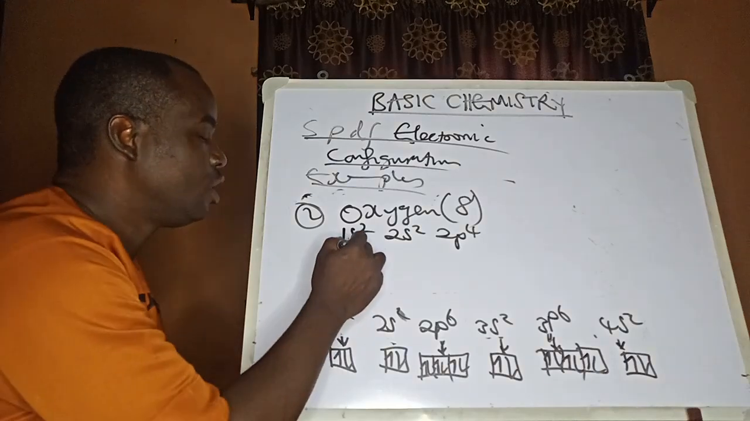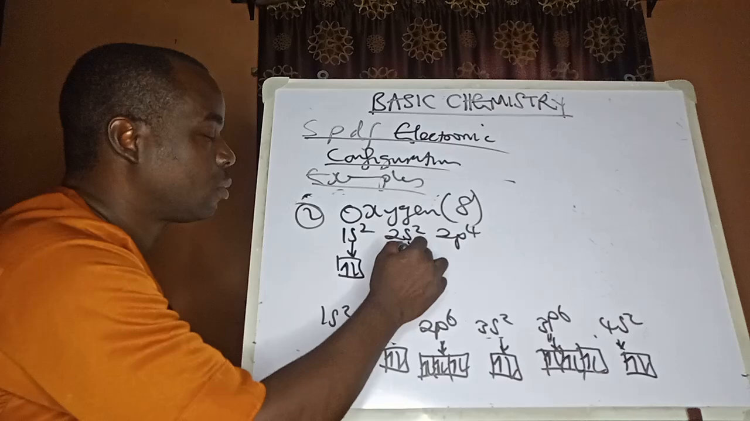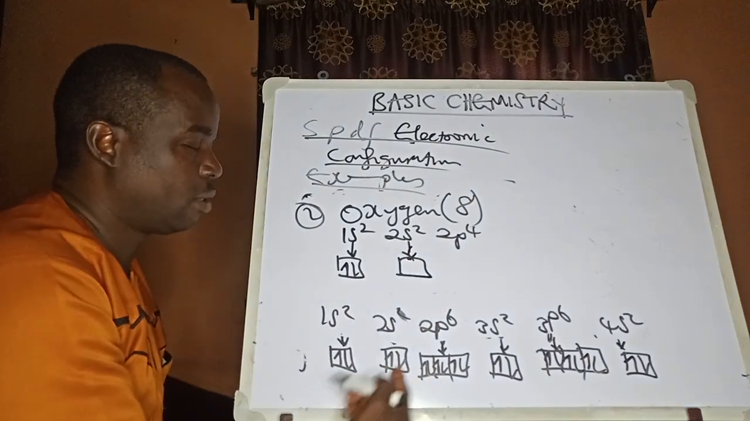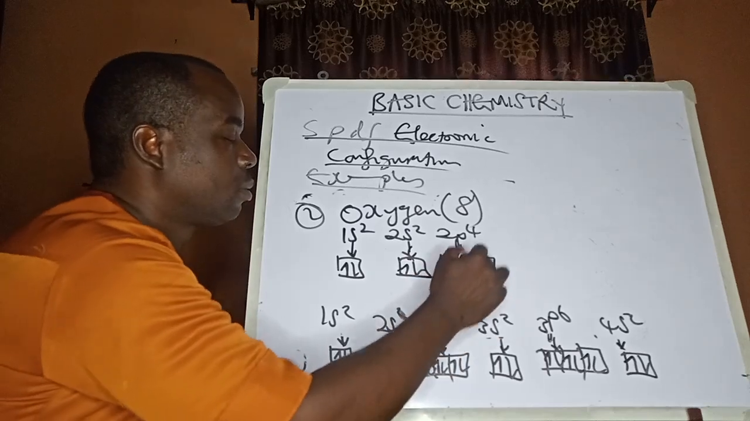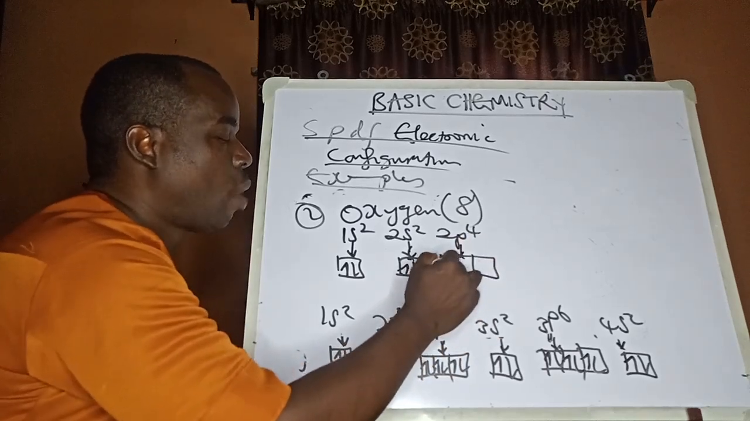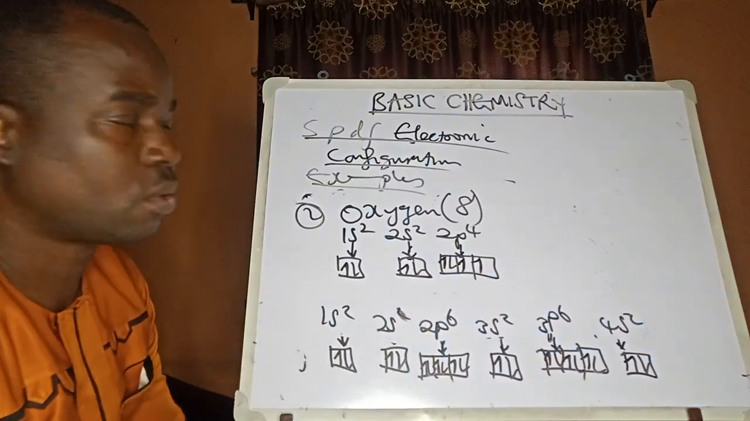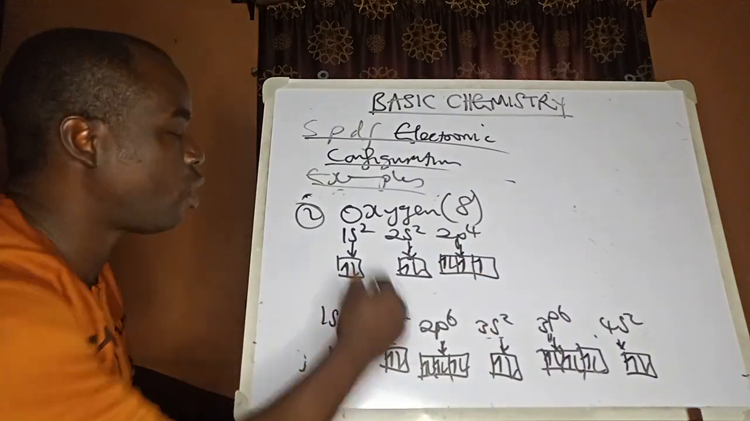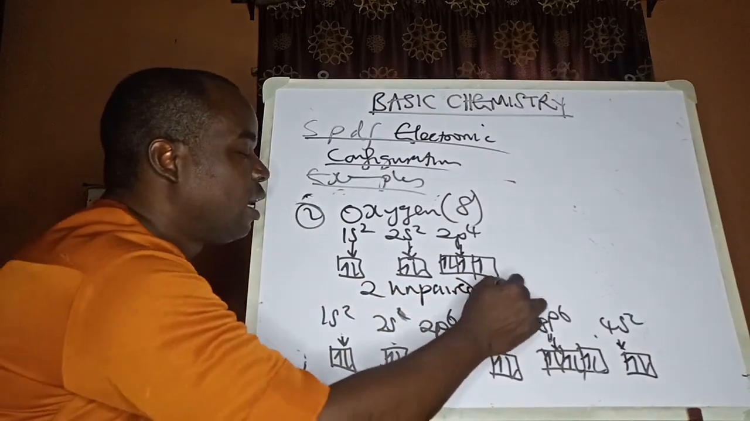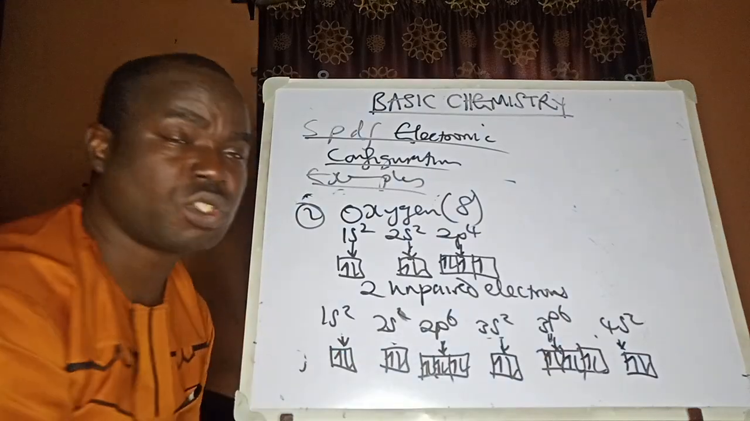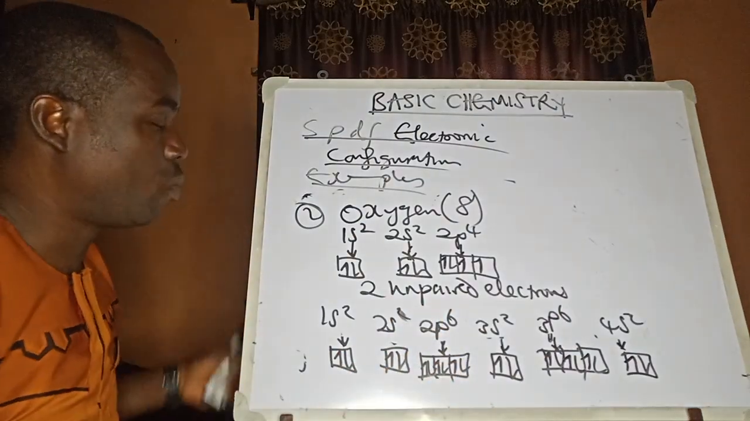So I now have this one is 1, 2. Follow the formula here. 1, 2. Then this one is 4, right? 1, 2, 3, 4. How many unpaired electrons? The single ones are just 2 again. So it means oxygen has 2 unpaired electrons. Oxygen has what? 2 unpaired electrons, right? Now let's quickly do another one.